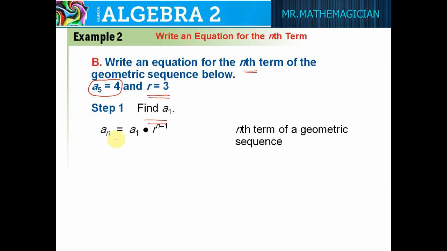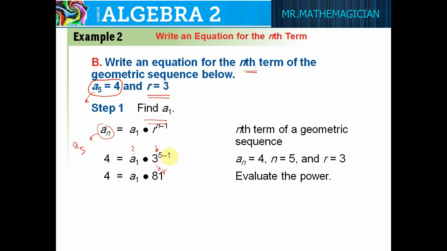Using the very famous formula, the nth term an equals a1 times r to the n minus 1. So we can say that an, which is a5 in this case, is 4. The 5 is the order that can be put here. So 4 equals a1, which is unknown, times 3, this is the r, to the power of 5 minus 1.